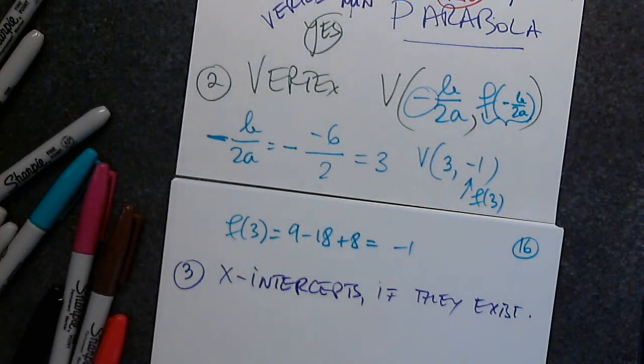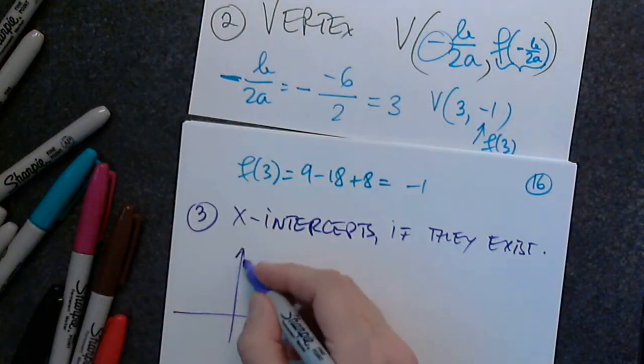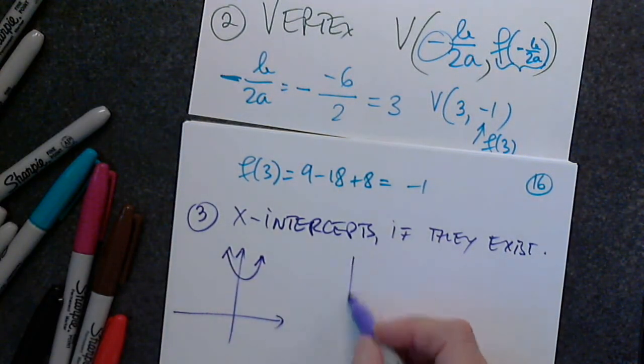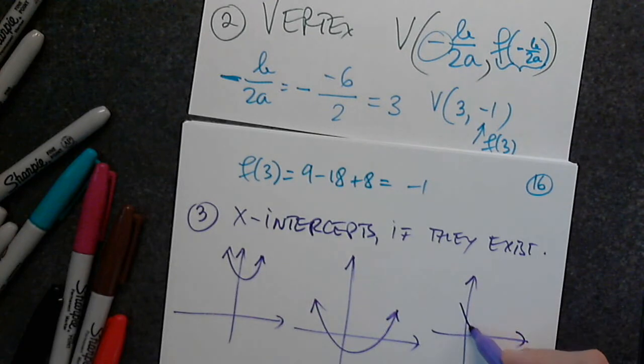Agreed? How many options are for a function like this? 3 options. So let's look at those 3 options. One option is this. Second option is this. And the third option is this.